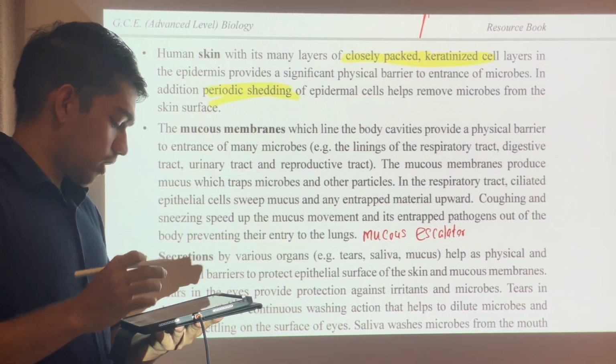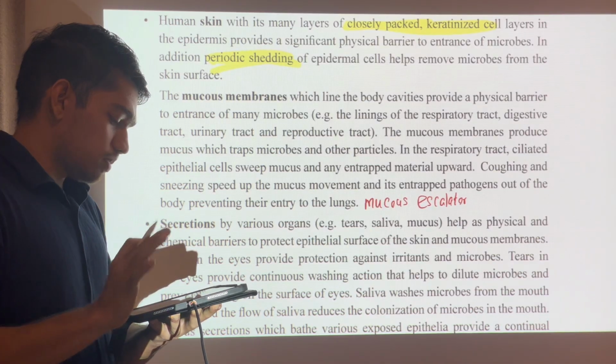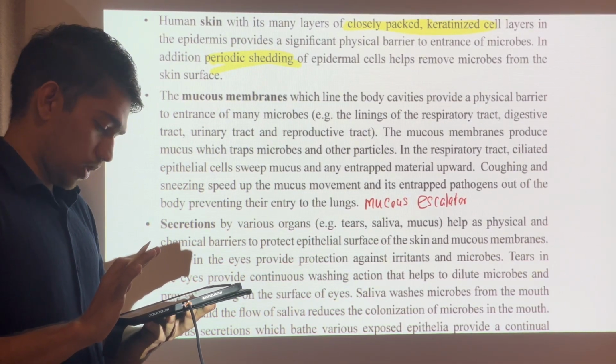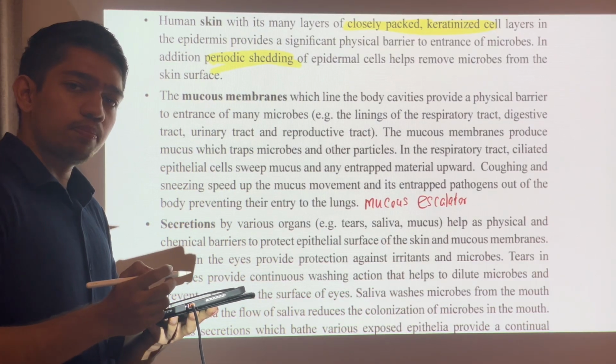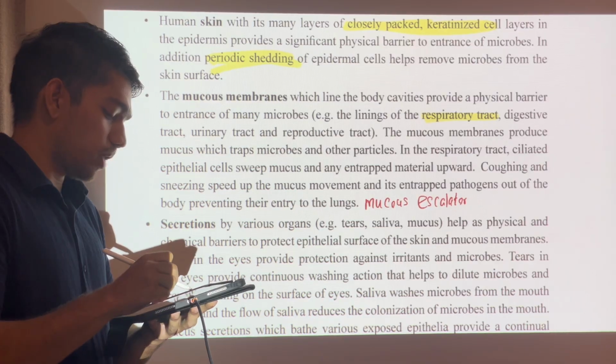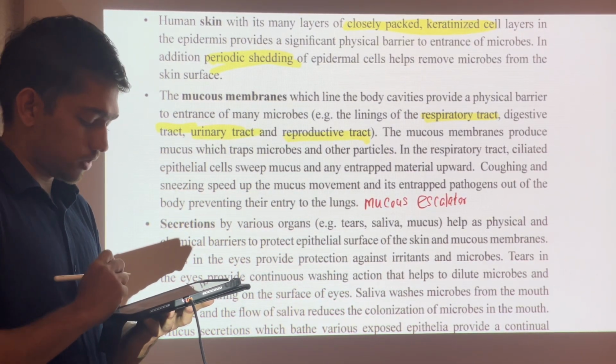So the skin, imagine that is the physical wall that is very tall and very hard to get over, right? Then the mucous membranes, right? Mucous membranes we consider as a physical as well as a chemical barrier, right? So where are the locations where we can find a mucous membrane? In the respiratory tract, the digestive tract, urinary tract, and the reproductive tract.